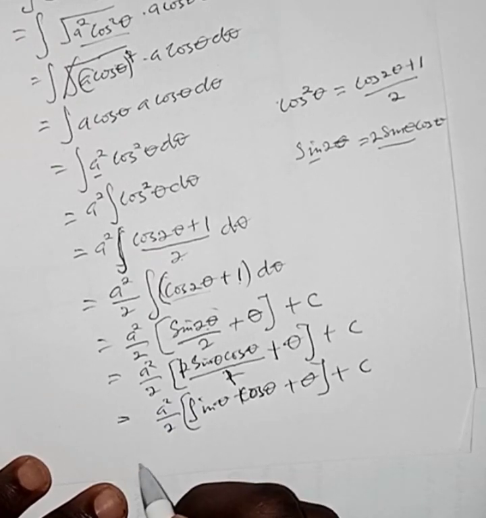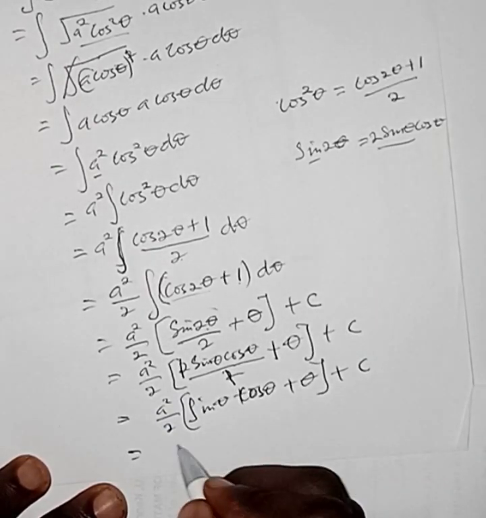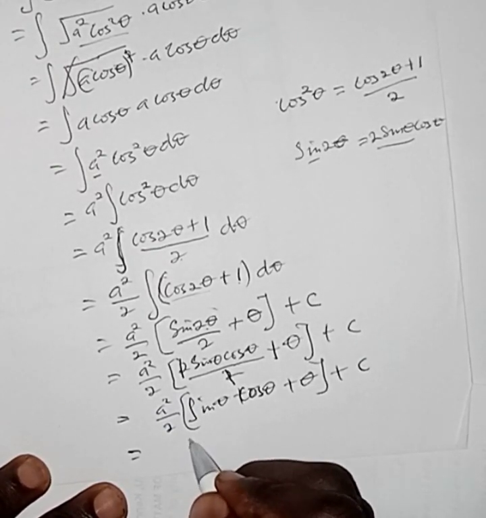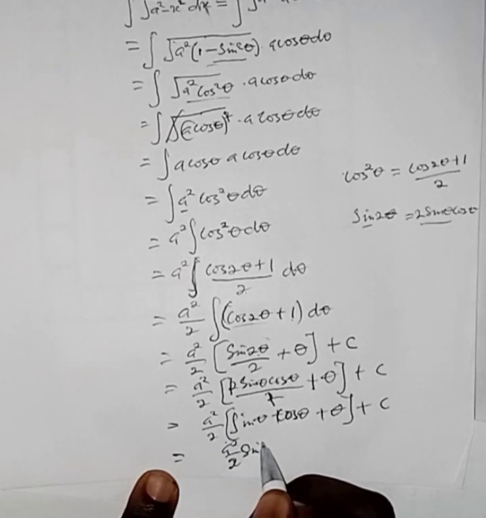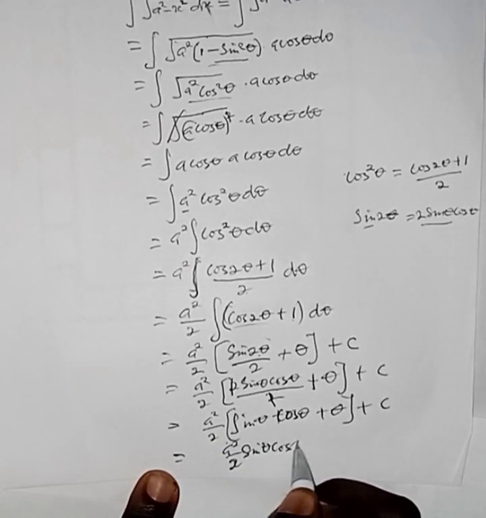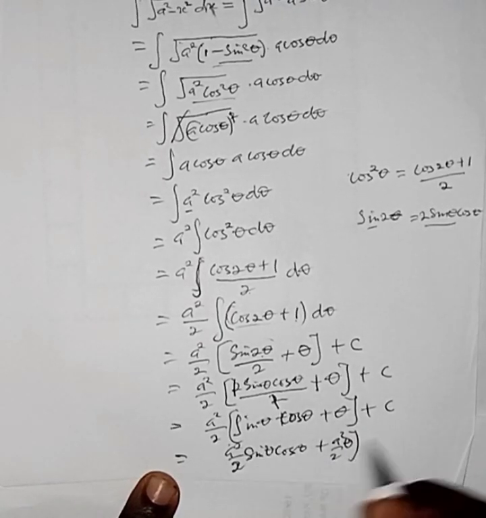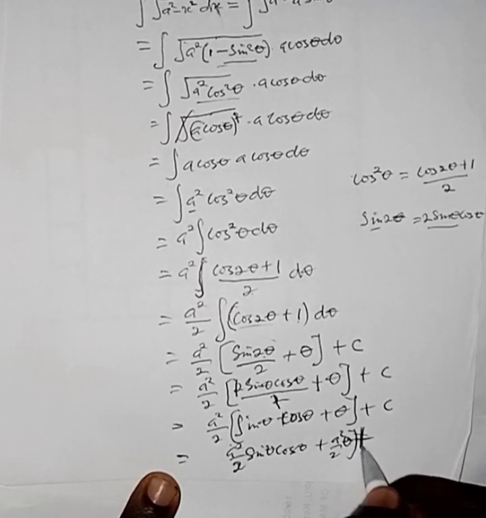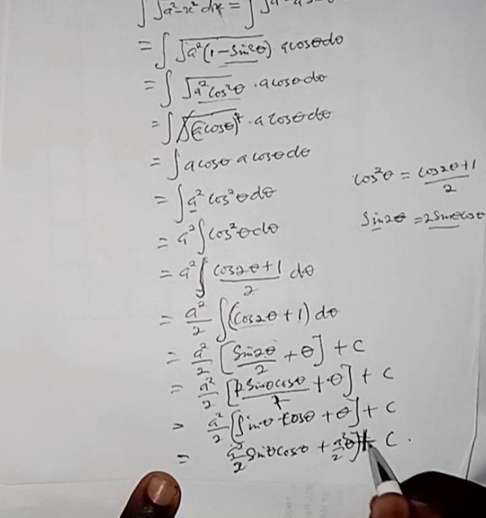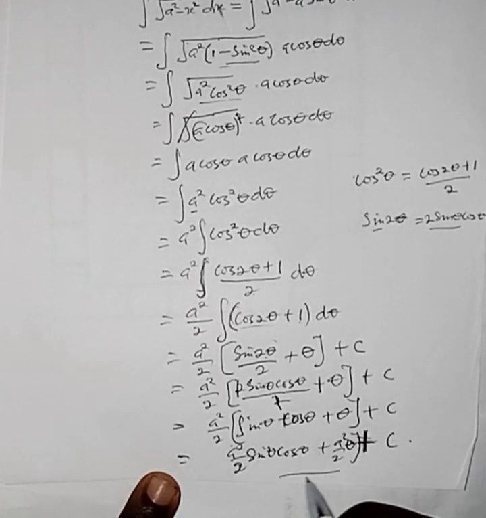So this is our final answer, unless you may also want to open the bracket. You will then have a squared over 2 sine theta cos theta plus a squared over 2 theta, and of course plus our constant of integration. And this is where we are going to stop.